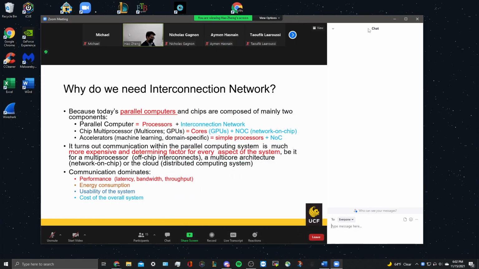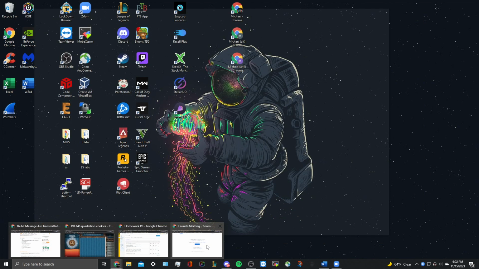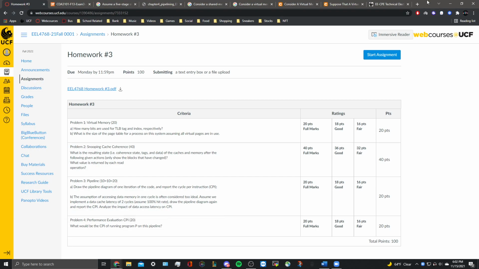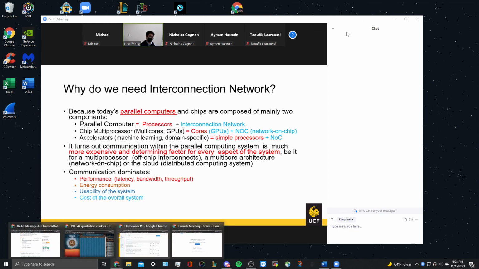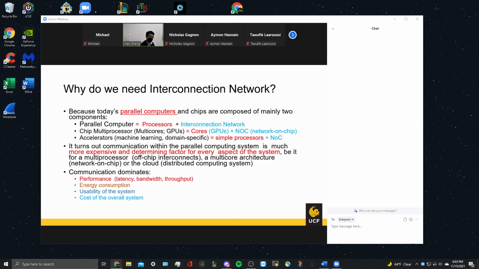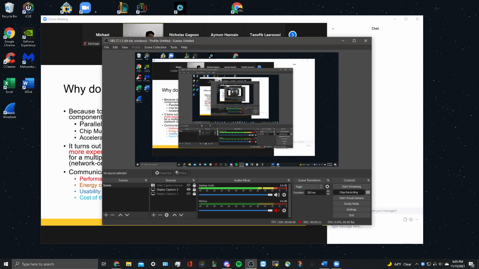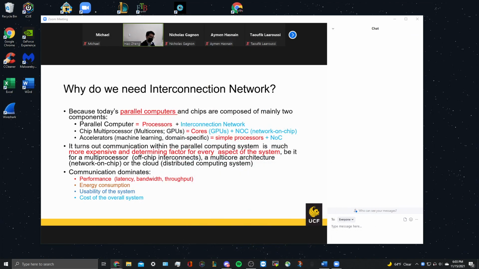interconnection network, right? Or a simple bus, is sufficient to connect these components. But today we're designing parallel computers, and chips are composed of mainly two components. The parallel computers, we have the processors plus the interconnection networks, or the chip multiprocessors.